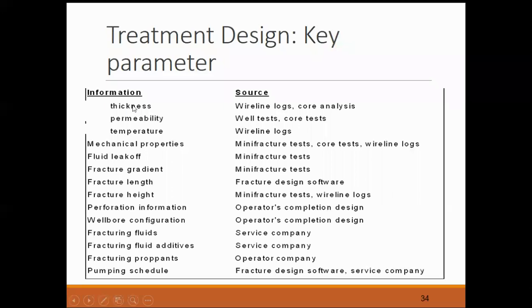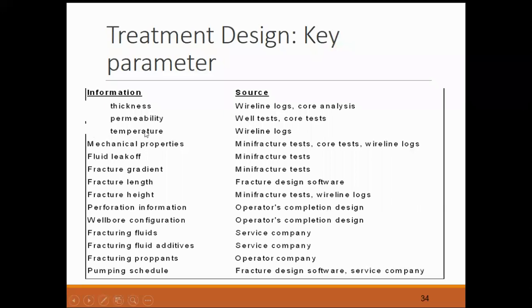First, the thickness of the formation that you're going to frac is required. You can get it from wireline logs or your core analysis. What is the permeability of the zone of interest? That is to be known so that you can design it better. This permeability can be identified with well tests, drawdown tests or core tests. Not production testing, sorry.